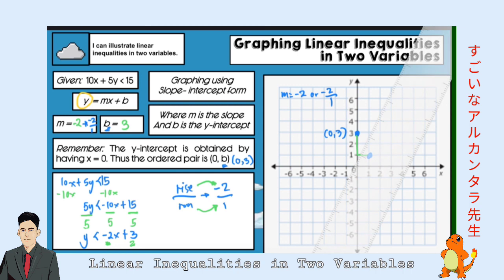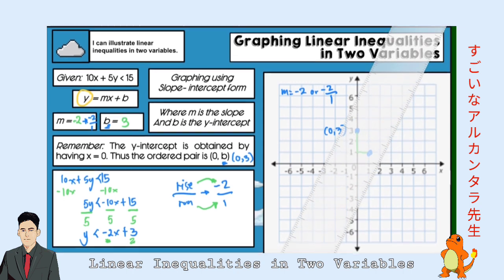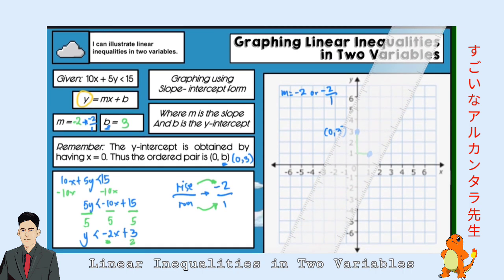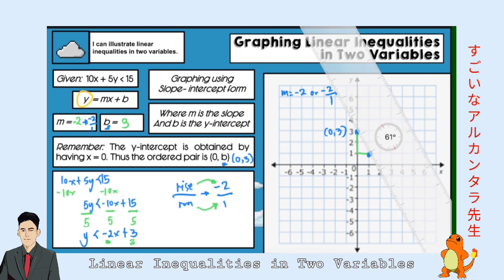But here's the concern. The symbol here is not greater than or equal to, but just less than. So what you have to do is when you draw your line, it has to be a bit broken. Again, why is it broken or dotted? Because the symbol is less than.